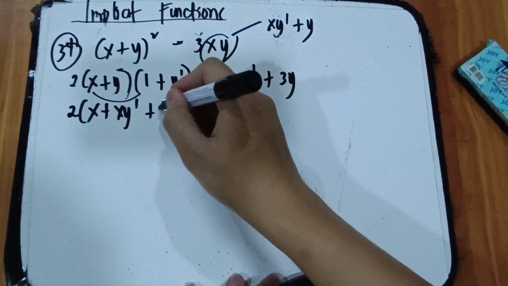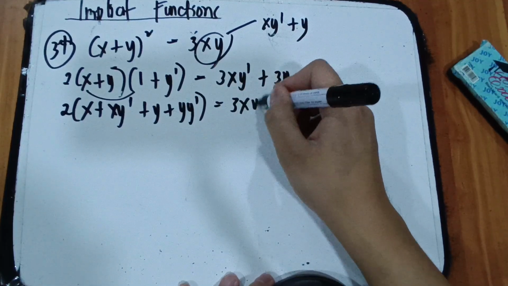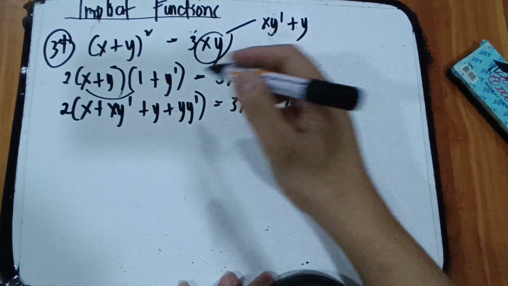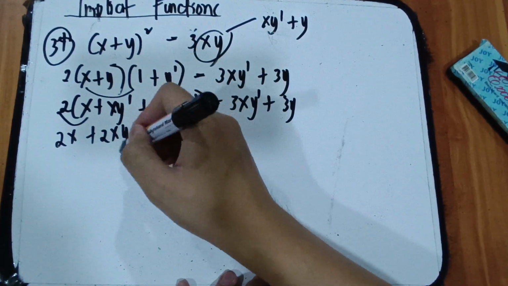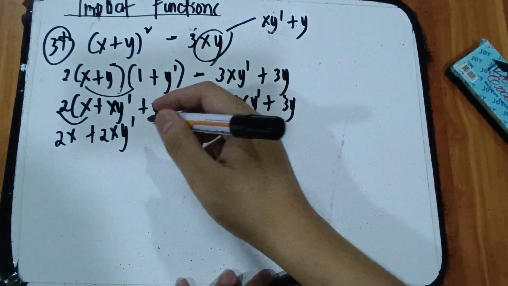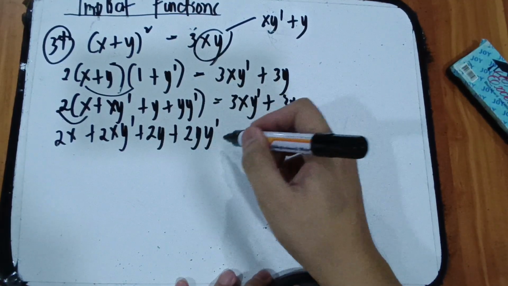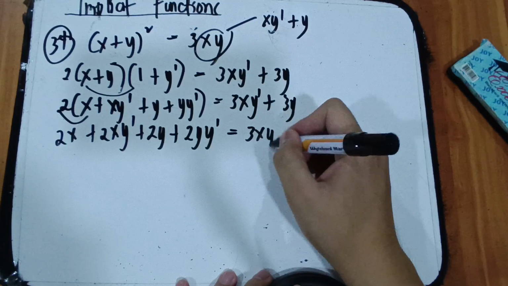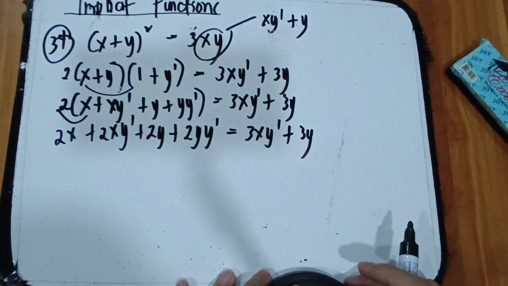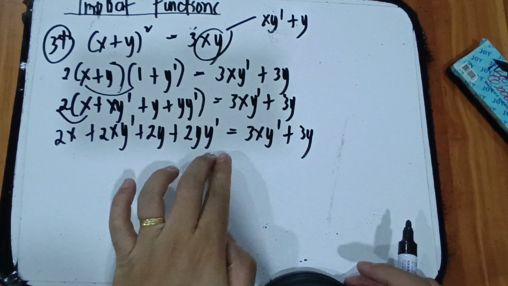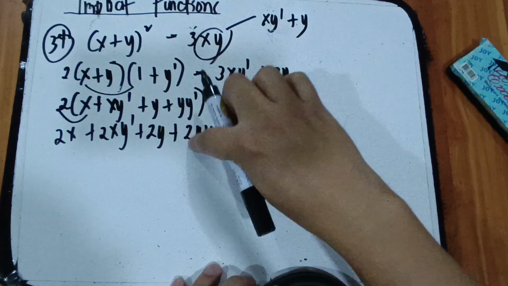So, ito naman, plus y plus yy prime equal to 3x y prime plus 3y. So, distribute ko yung 2 sa lahat. 2x plus 2xy prime, plus 2y plus 2y y prime is equal to 3xy prime plus 3y. Then, pagsamahin natin yung may mga y prime values. So, since 3 ito guys, ito na lang i-retain ko. Kasi itong dalawa, lilipat ko dun.